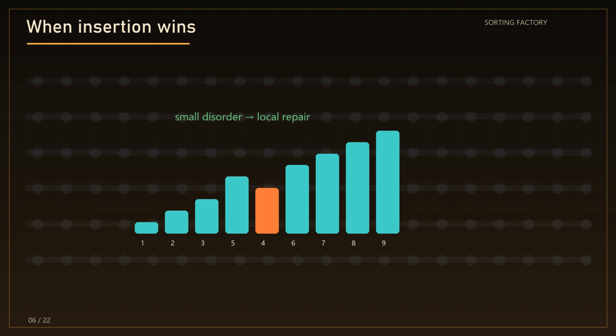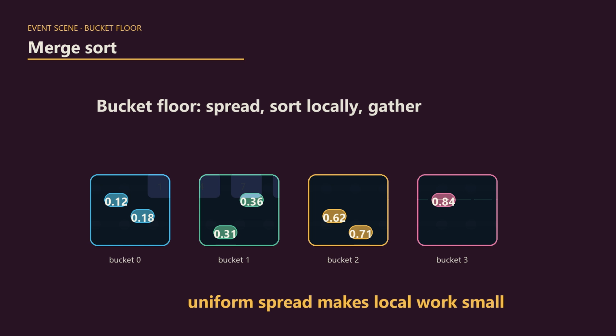The secret strength of insertion sort is adaptiveness. If only a few items are out of place, it does not rebuild the world. It repairs the disorder nearby. That is why practical sorting systems often use insertion sort on tiny subarrays after a larger algorithm has broken the input down. Merge sort is the orderly factory.